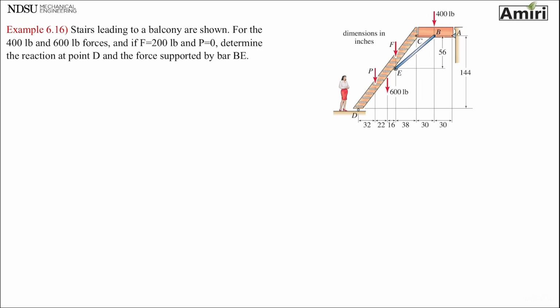Let's look at another one. Stairs leading to a balcony are shown for the 400 pounds and 600 pound forces. If F is 200 pounds and P is 0, so I don't even need it. Find reactions at point D, which is just the dy, and force supported by bar BE. So force FBE, either compression or tension, because that's a 2-force member, and dy. Those are the forces they need. Okay.